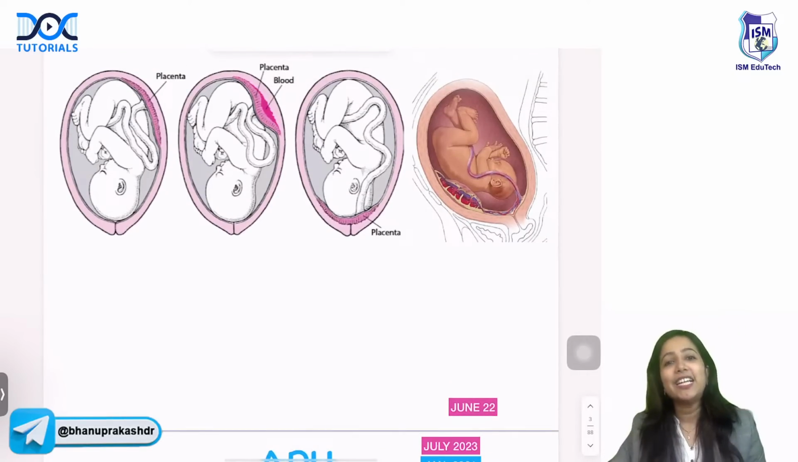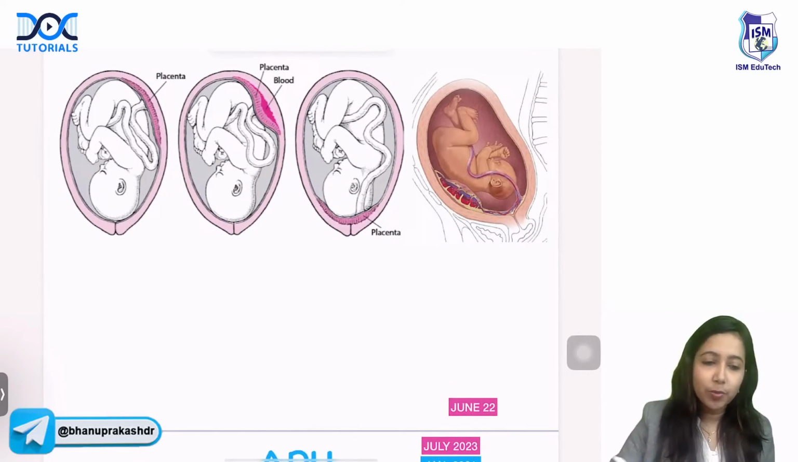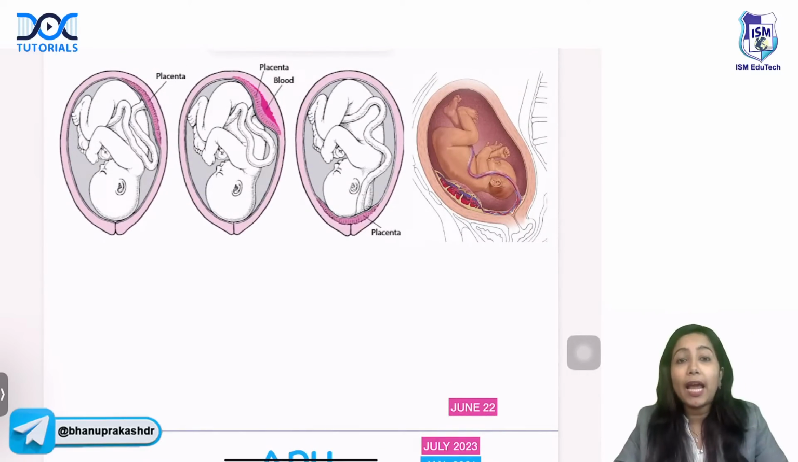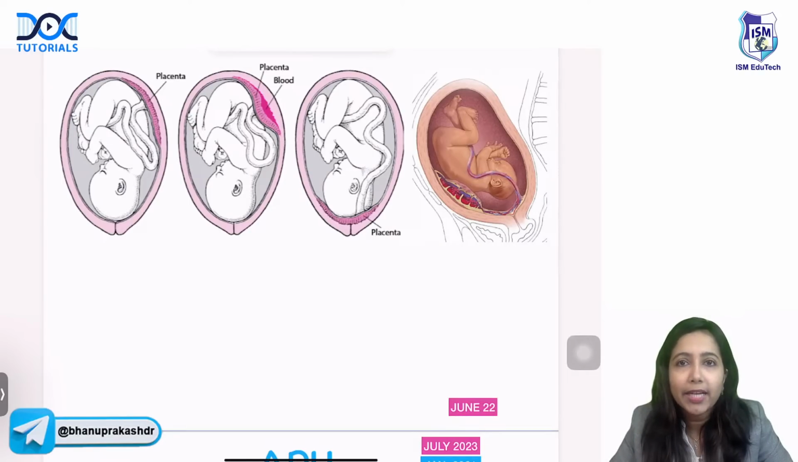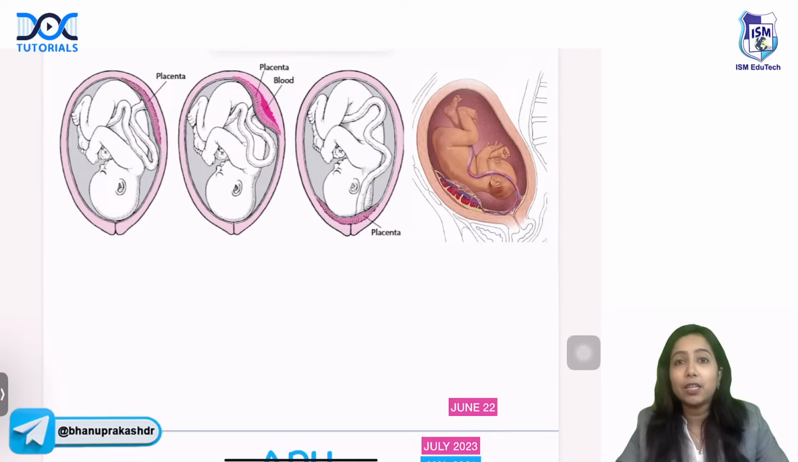So let's start. First, let's start with the image-based question, which has come up as well. Antepartum hemorrhage is an extremely important topic. So first, have a look at these images and try to identify the abnormalities in the placenta as well as in the cord, which is given here.